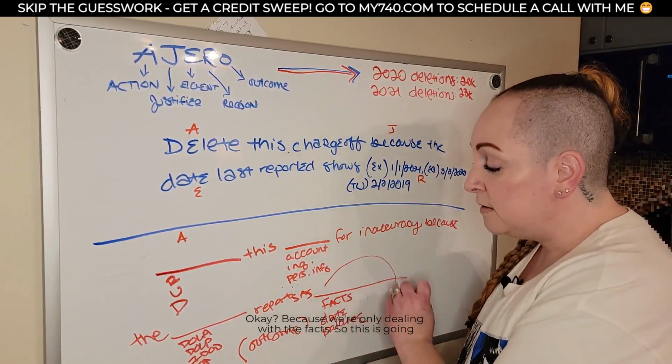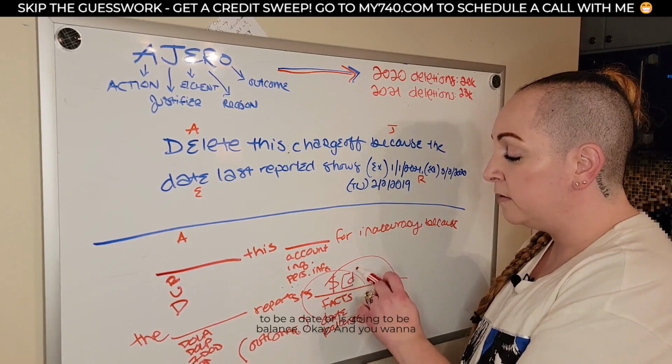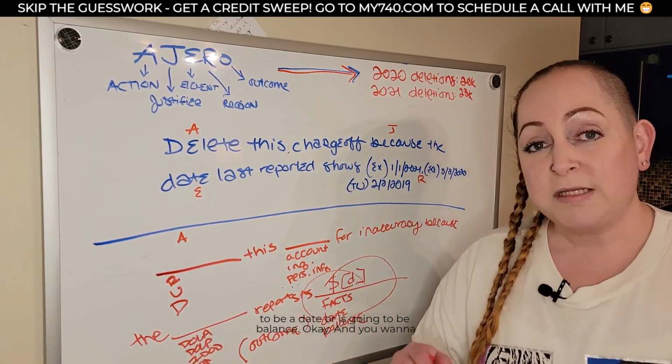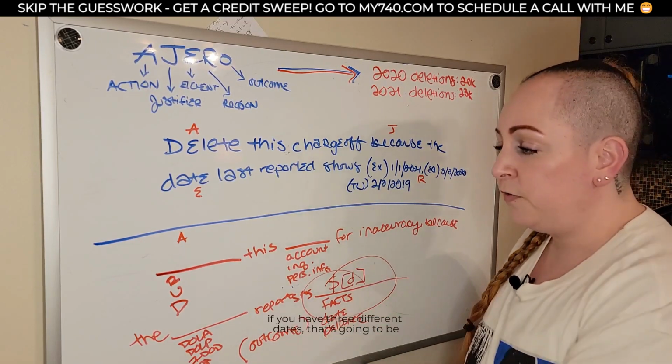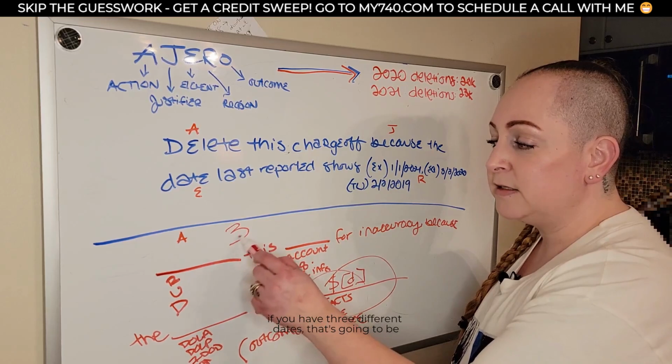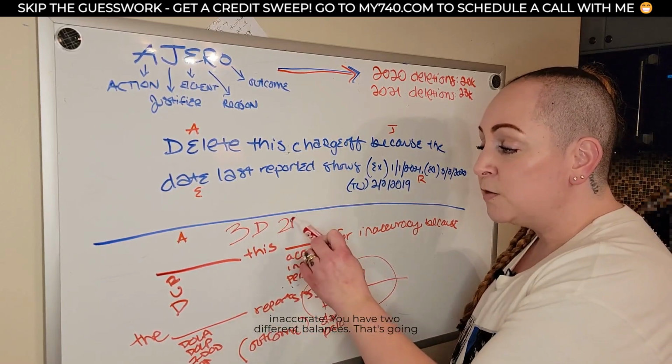Because we're only dealing with the facts. So this is going to be a date or it's going to be a balance, okay? And you want to take the actual inaccuracy. So why is it inaccurate? So if you have 3 different dates, that's going to be inaccurate. You have 2 different balances, that's going to be inaccurate.